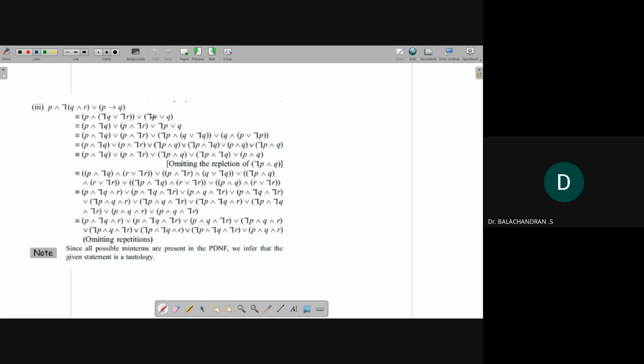Second step, here and here, they are applying the distributive law. P and negation Q, or P and negation R, or negation P or Q. So this is a crucial step.